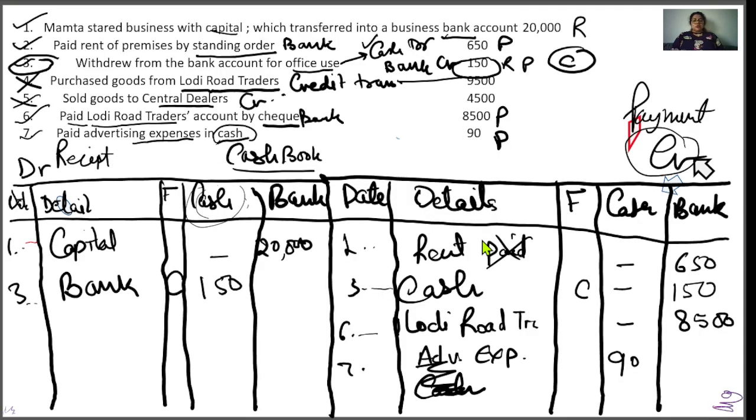Now we are going to do the total and find out the carried down. See, in ledger you know how to make it. So here it's very simple, same as ledger, but the thing is here you have to account two columns, right? So let's discuss first cash. Debit side of cash is 150, credit side of cash is 90. So which one is big? 150. I will write 150 in the total.